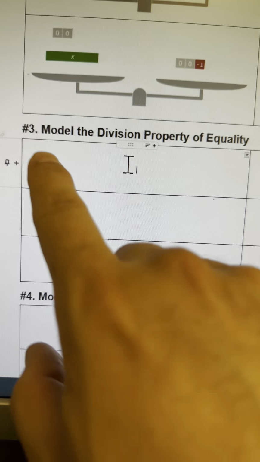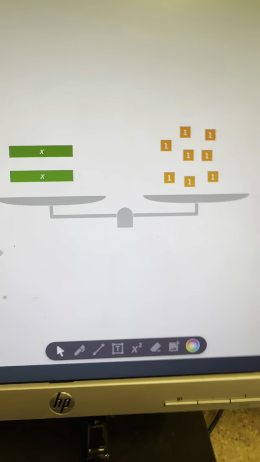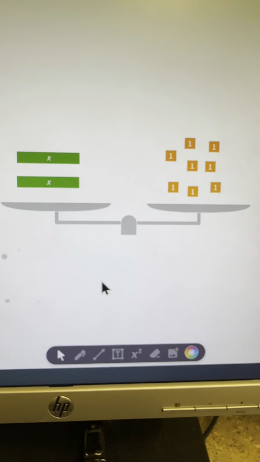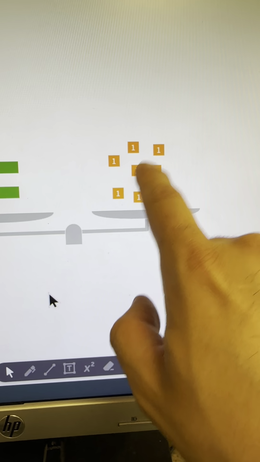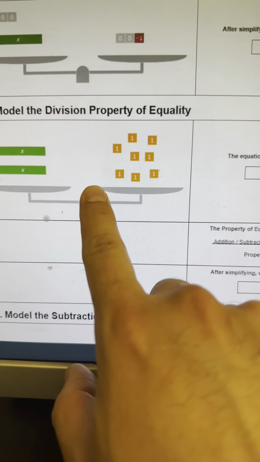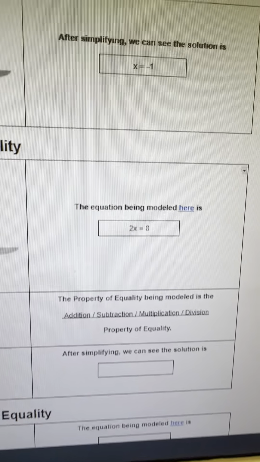All right, now we're moving on to number 3. Make sure where it says the equation being modeled, you click on that, and it's going to take you to the site. And you can see here's our equation. I have two x's, so this would be 2x, and then 1, 2, 3, 4, 5, 6, 7, 8. So 2x equals 8. Make sure to take a screenshot, put it there, and then write down the equation that's being modeled. In this case, 2x equals 8.